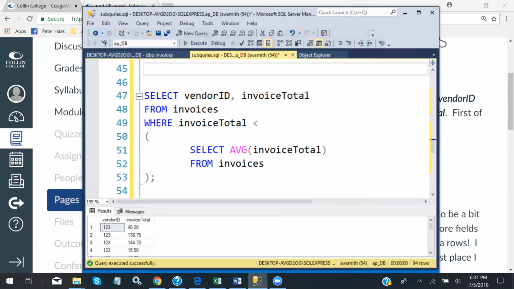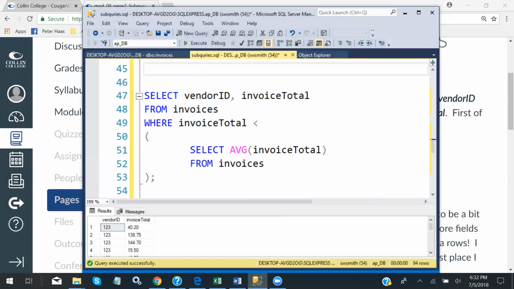For example, if you go look at vendor ID number 122, it has multiple invoices associated with that vendor ID. There's nothing wrong with that. The vendor ID is the parent. A parent is associated with zero or more invoices. Okay, so each record has an invoice total number. Yes, indeed, each invoice has a field called invoice total.